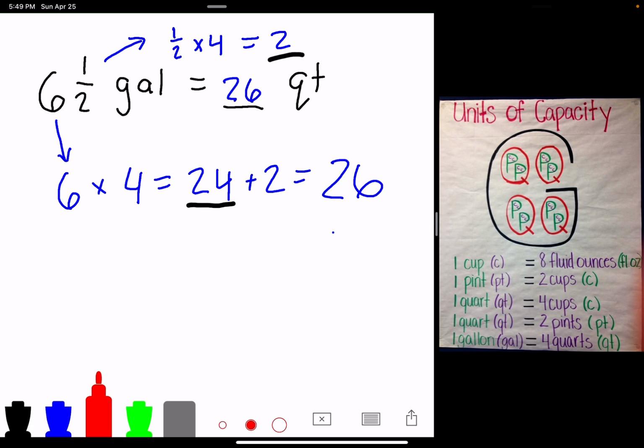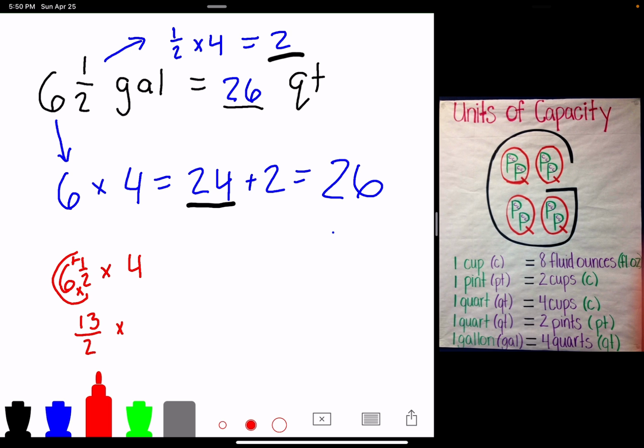Another way to solve this problem is to do 6.5 times 4. Instead of splitting it apart and multiplying each part and then adding them back together, I'm going to show you that you can also just multiply the 6.5 times 4. So 6.5 times 4. Before you multiply, there's a couple things you need to do. The first thing is to change your mixed number to an improper fraction. So we're going to use the cup method, multiply and then add. So 2 times 6 is 12, plus 1 more is 13. Drag the denominator, halves, 13 halves.